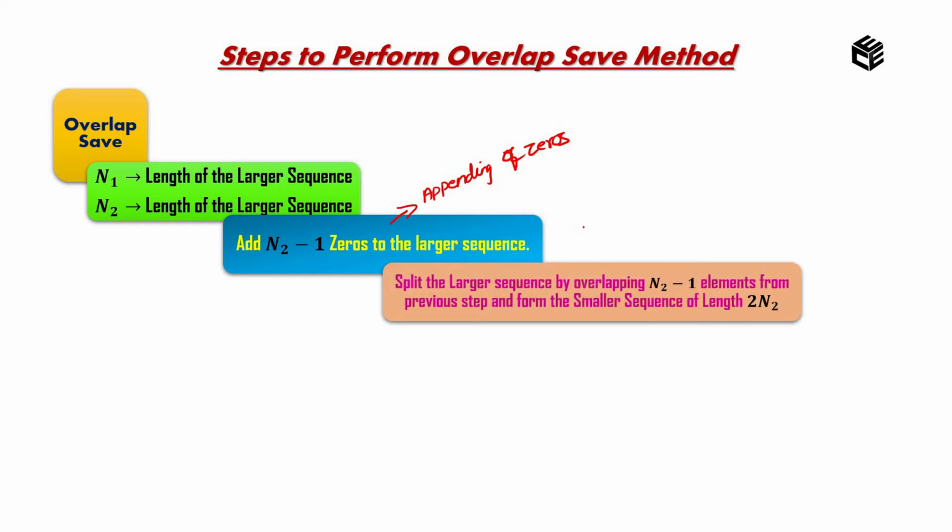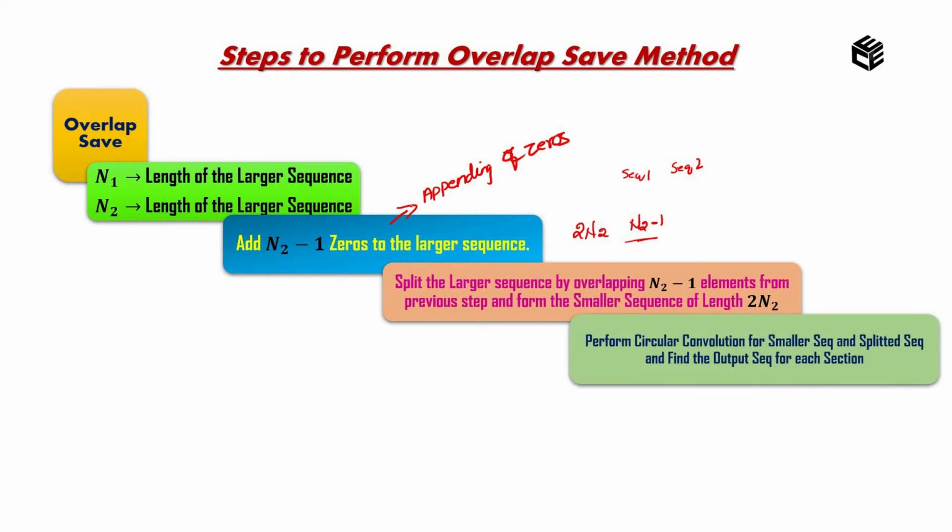Next step, after adding the zeros, we split the larger sequence into smaller sequences with a length of 2n2. Here an interesting factor is that we have already added n2 minus 1 zeros to the front side of the larger sequence. Therefore, while splitting the larger sequence into smaller sequences, n2 minus 1 elements will overlap with the following split sequences. I will explain this clearly once we deal with the problem.